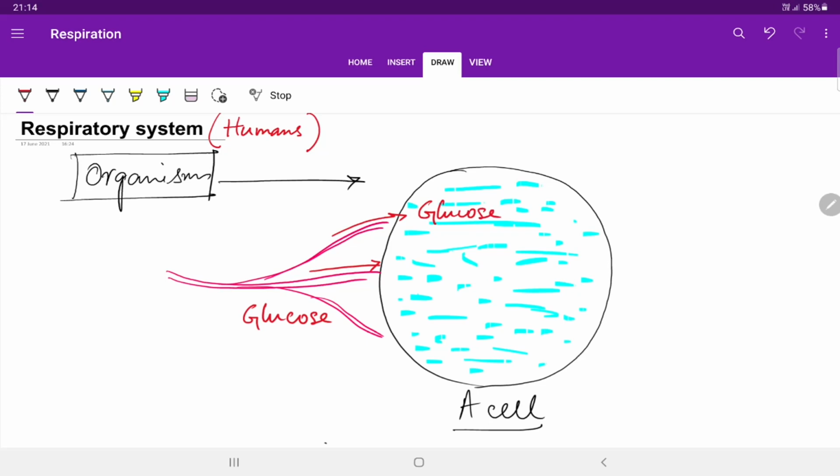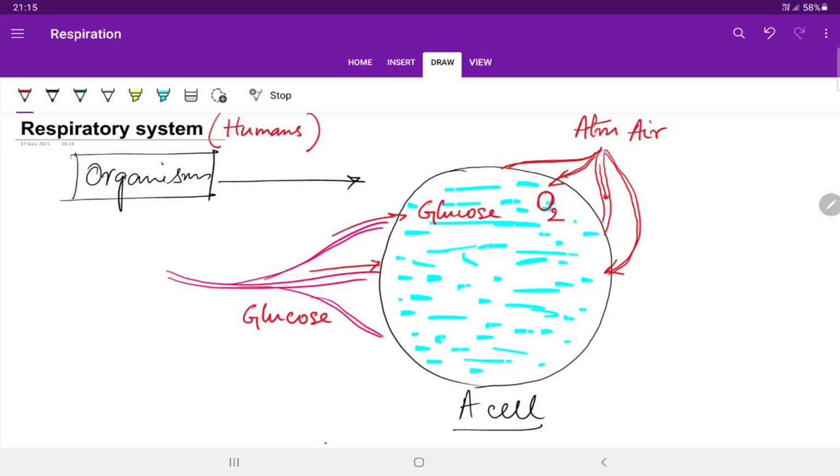Apart from glucose, it also requires oxygen. Oxygen is obtained from the atmospheric air. It is also transported to the cell through the bloodstream, and oxygen also enters into the cell through the bloodstream. So here we have oxygen.